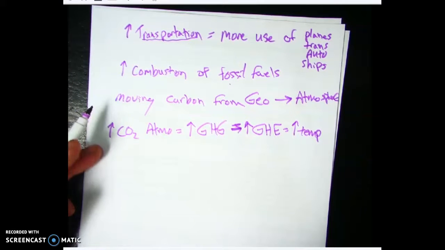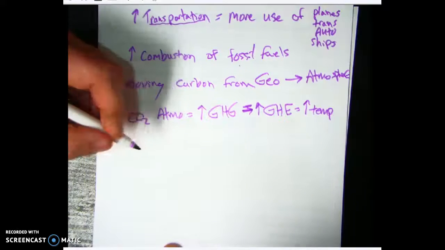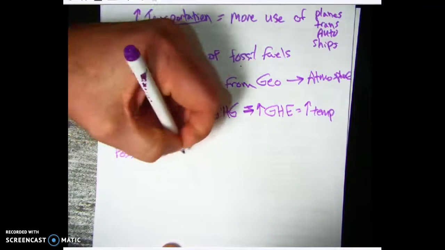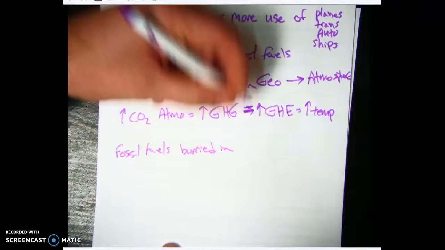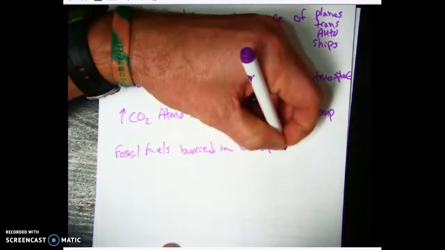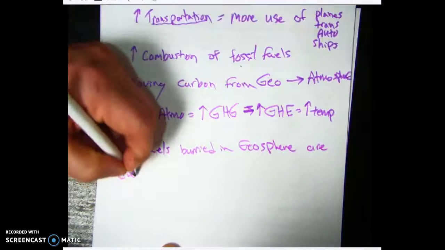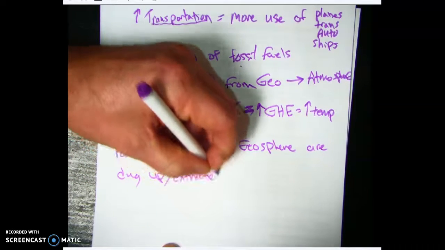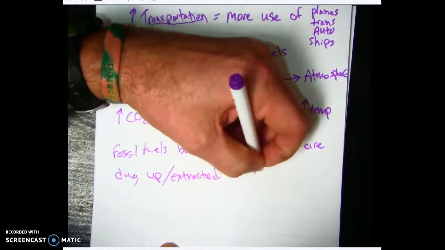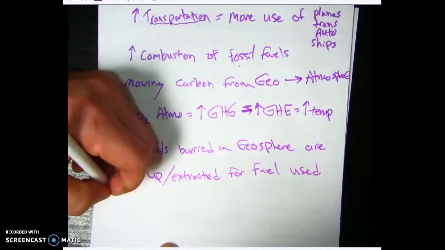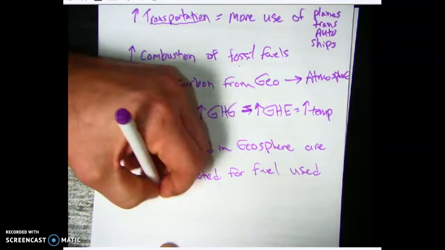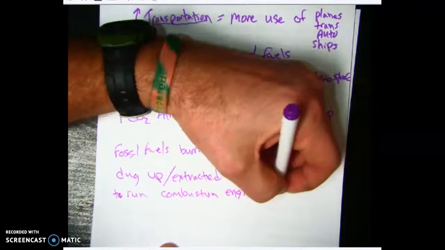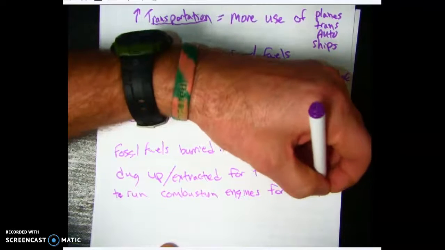So what spheres are involved in the movement of carbon? So now we need to, okay, fossil fuels buried in the geosphere are dug up, extracted, okay, for fuel used to run combustion engines for transport of goods, right?